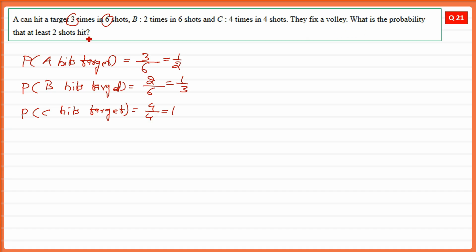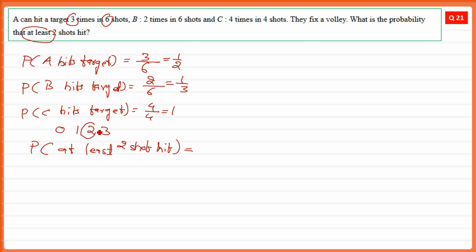Now these fire a volley. What is the probability that at least 2 shots hit? That is, minimum 2 have to hit. 2 shots have to be hit. So this is the probability of at least 2 shots hit. So 2 shots hit means what? It means it has to be at least 2 shots, or it can be 3 shots. It cannot be 0 shots. It cannot be 1 shot, where only one of them hits. It has to be either 2 of them hit or all of them hit.